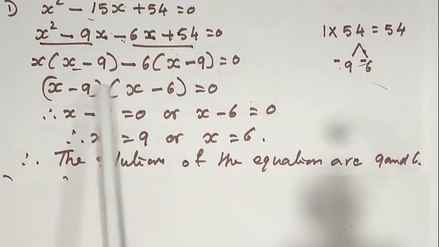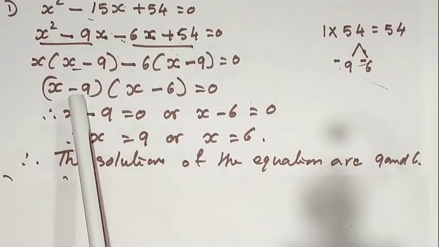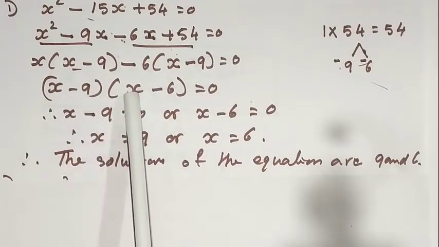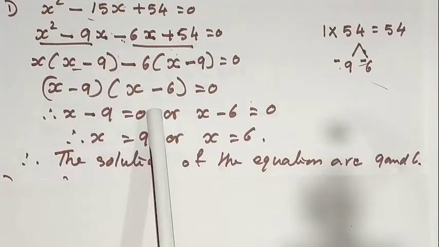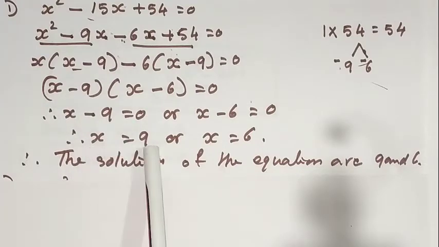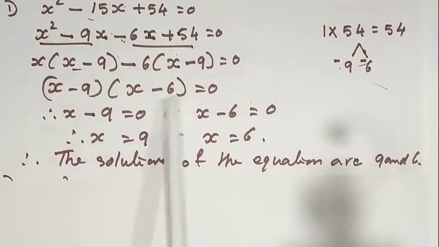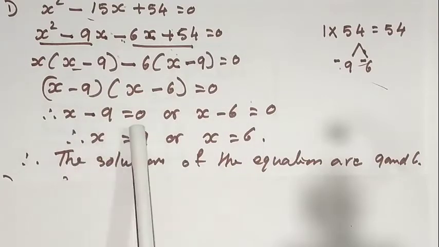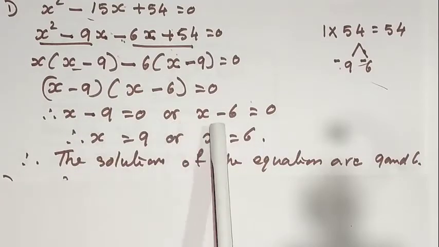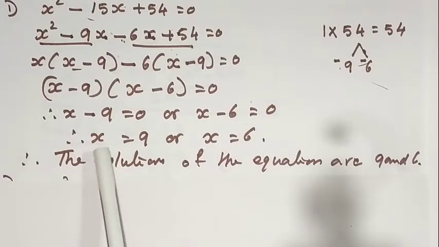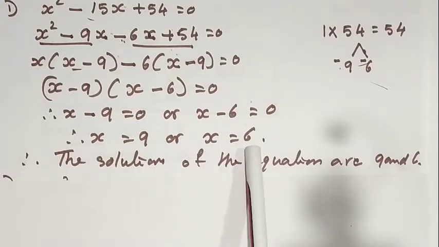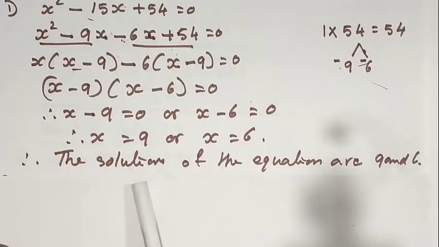Therefore, if the product of these two is equal to 0, it means any one of these brackets is 0. Either this bracket is 0 or this bracket is 0. So x minus 9 equal to 0 or x minus 6 equal to 0. Therefore, x is equal to 9 or x is equal to 6. Therefore, the solutions of the quadratic equation are 9 and 6. So, this is a method of solving a quadratic equation by factorization.